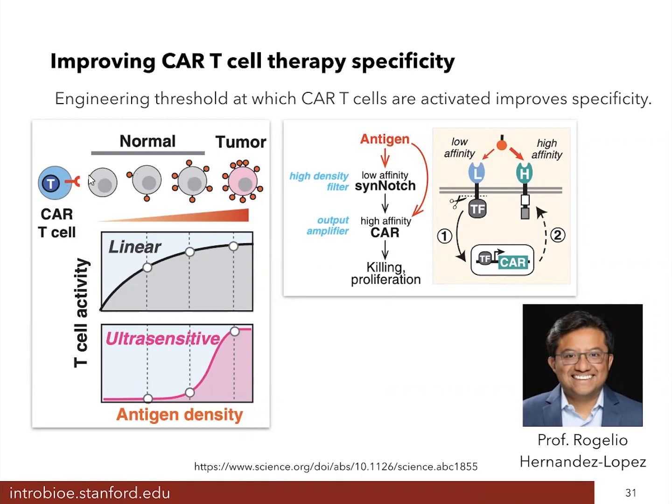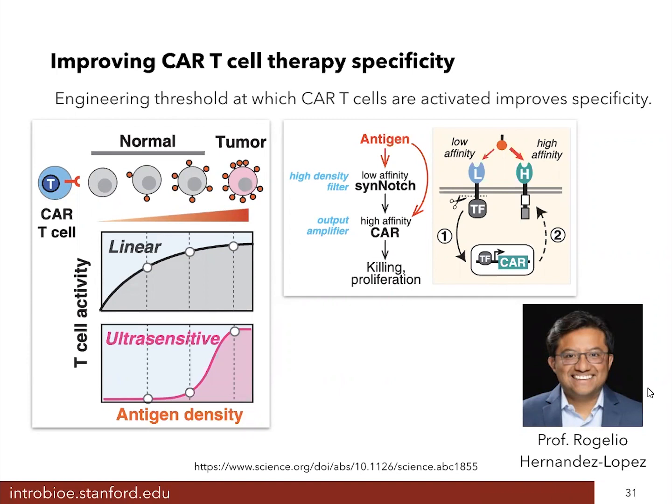And so if a CAR T cell recognizes this specific surface protein, then it may go about killing a bunch of normal cells in addition to killing tumor cells, if it has a linear relationship with antigen recognition and killing. So that's sort of shown here. This engineered CAR T cell would kill both this normal cell and the tumor cell.